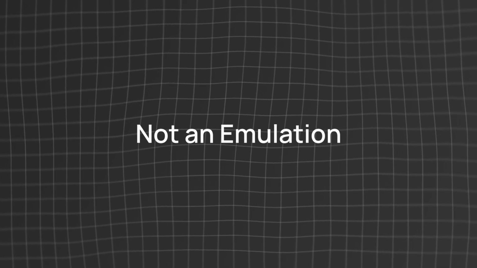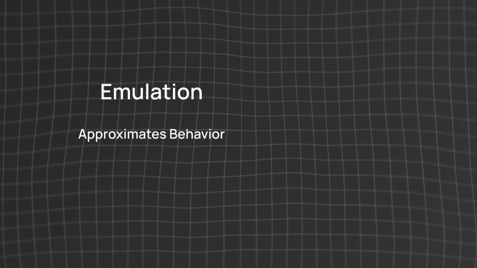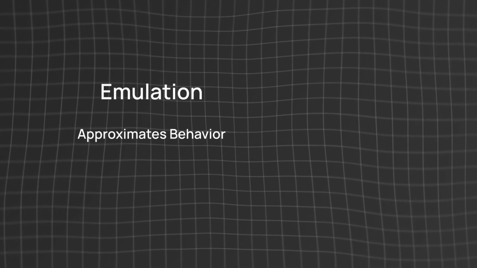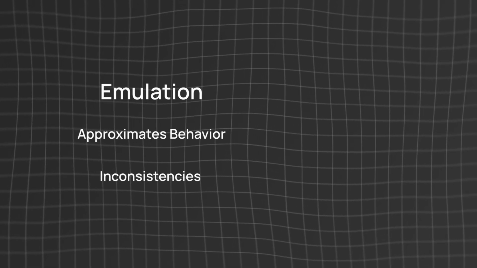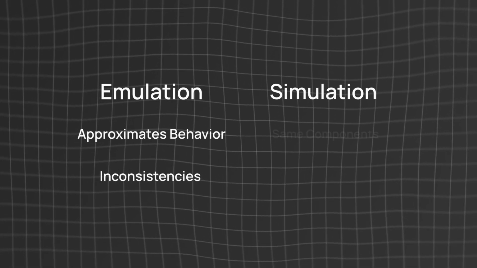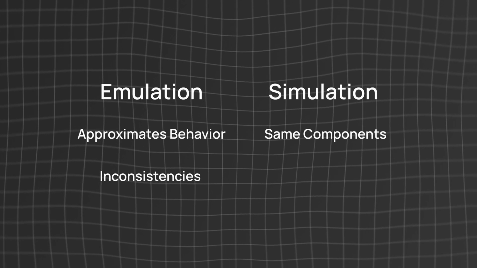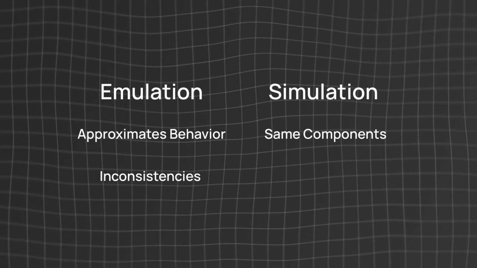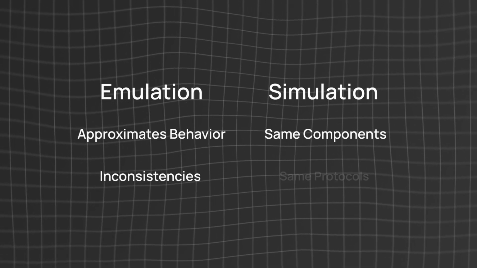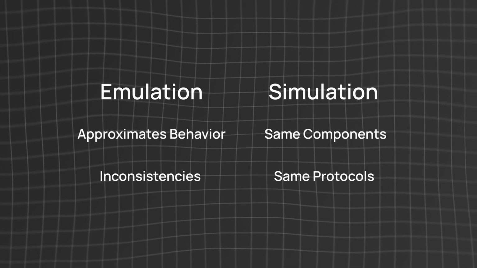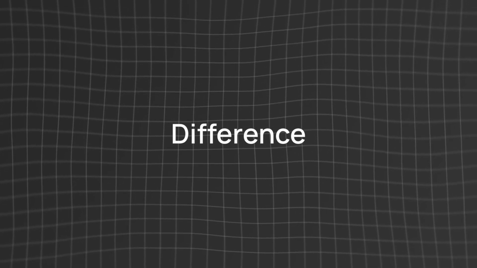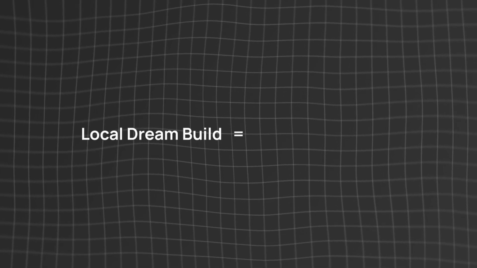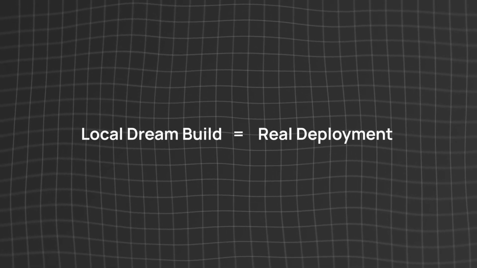It's crucial to understand that Dream provides a simulation, not an emulation. An emulation merely approximates behavior, which can lead to inconsistencies. In contrast, Dream simulation runs the exact same software components that exist in a live deployment. The services communicate using the same protocols and follow the same logic. The only difference is the scale, not the substance. What you build and test in Dream will behave exactly as it would in a full-scale cloud.